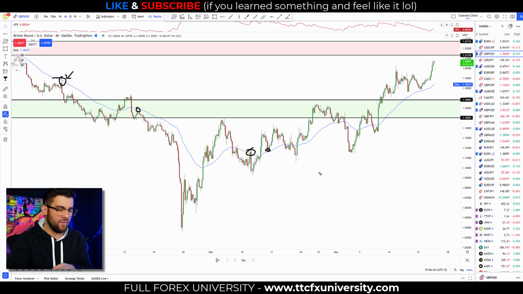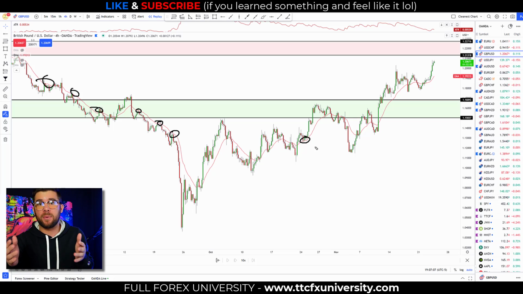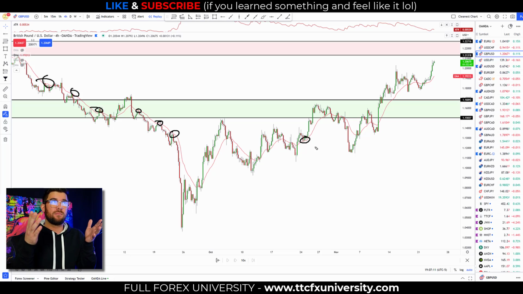Now let me switch this moving average from the 50 EMA to the 20 EMA. Do you notice a difference? As you can see, pound pairs tend to respect the 20 EMA much more than other pairs. Other pairs may not respect the 20 EMA nearly as much as this, whereas pound pairs do tend to do so. And the only way that I found that out, and the only way you'll be able to find out which currency pairs work best with which moving averages, is to actually test it yourself.